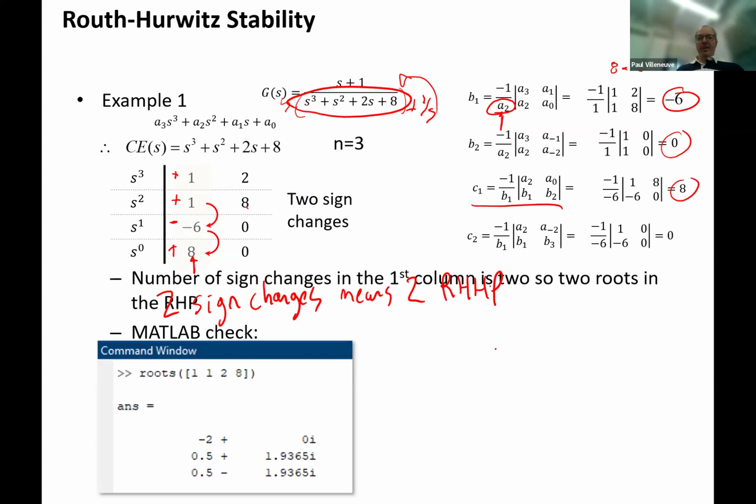All right, put it in MATLAB or a calculator. I'm just going to put in the roots, 1 1 2 8. So I get -2 and 0.5 plus or minus j1.9, whatever. So how many poles are in the right-hand half plane? Does this indicate 2? Which 2 are in the right-hand half plane? 0.5 plus or minus. Okay, you can check that in MATLAB.